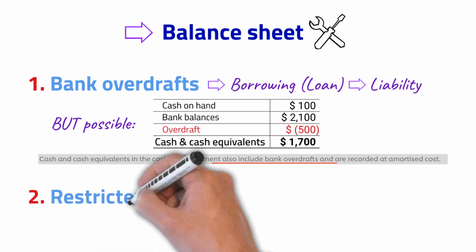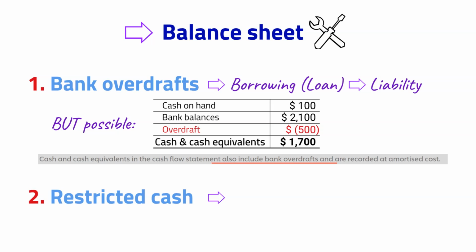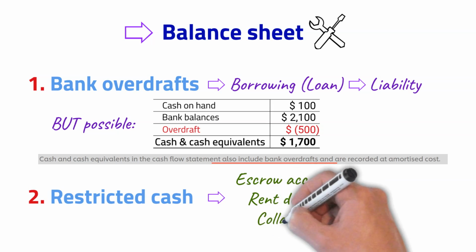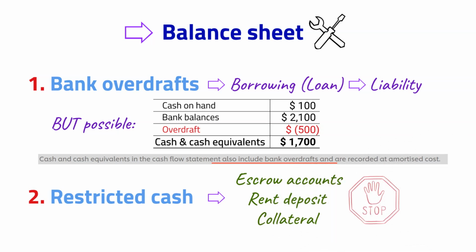And the second one, restricted cash. If cash is restricted for a specific purpose, for example held in an escrow account as a rent deposit or pledged as collateral, you still call it cash, but you show it separately as restricted.